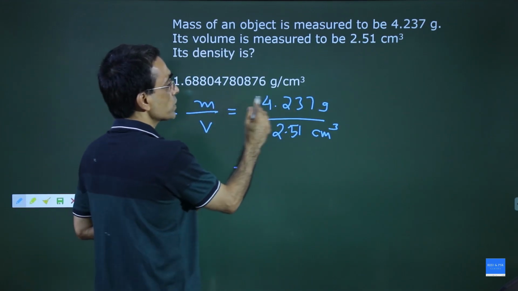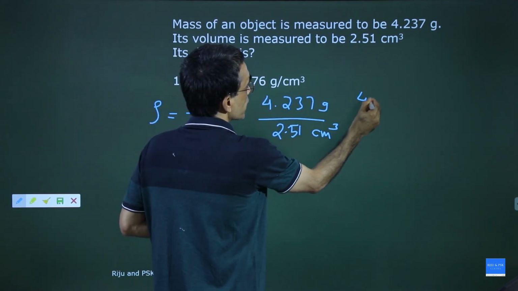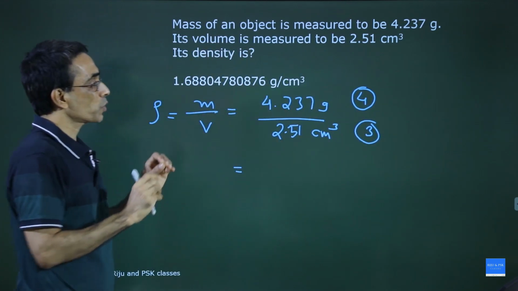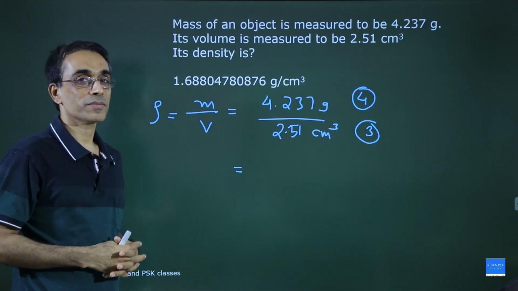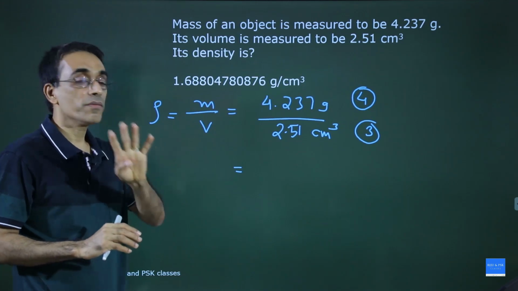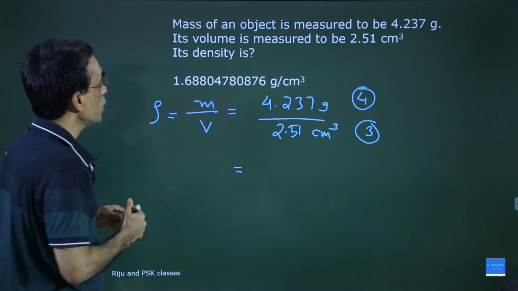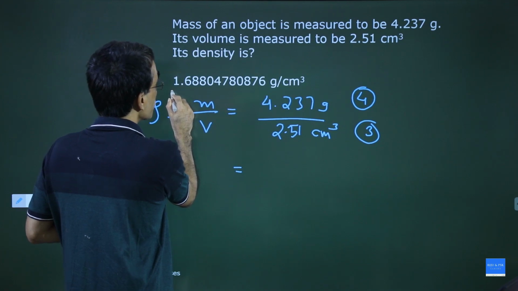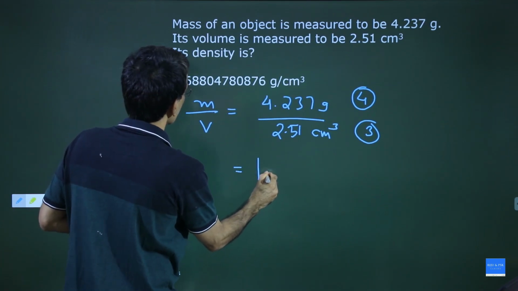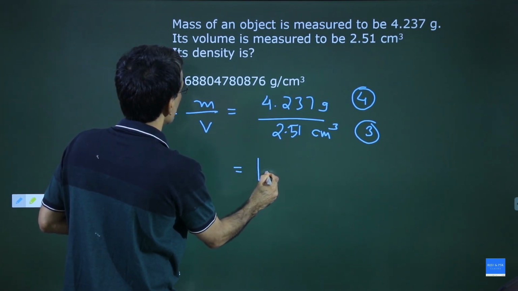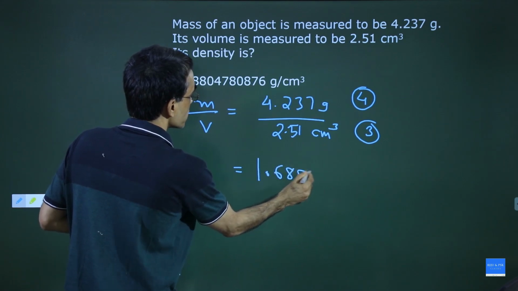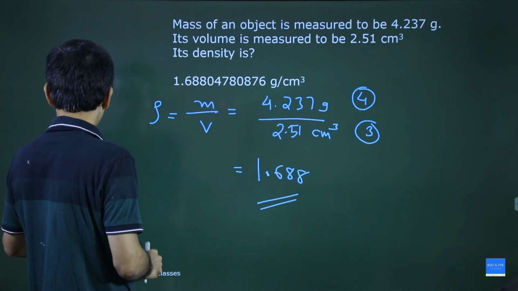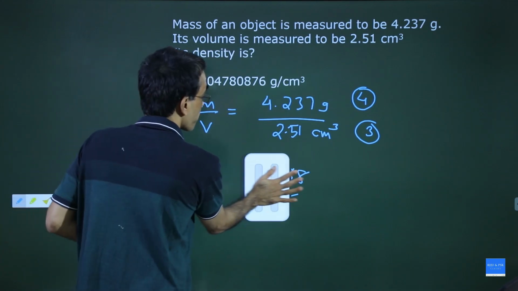The first number used has got 4 significant places. The second one has got only 3 significant places. So your answer should be rounded off to the lowest number, which is 3. So you can say the answer will be rounded off to 3 significant places, means there will be 1.688. I think it's 3 significant places. I'm sorry for this.